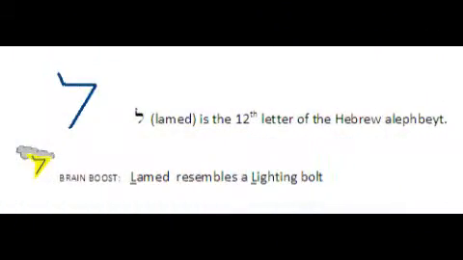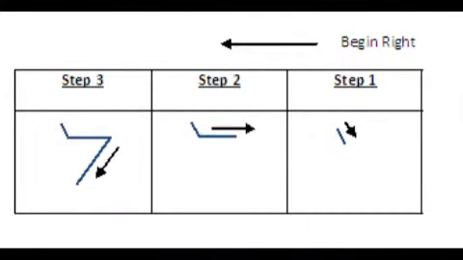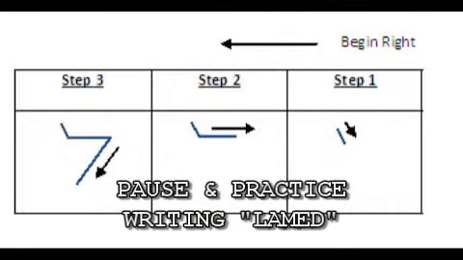Lamed. Lamed is the 12th letter, and Lamed's one of my favorite mnemonics because it really does resemble a lightning bolt. So we have Lamed and the lightning bolt, and there are three steps, as you see, how to write Lamed.